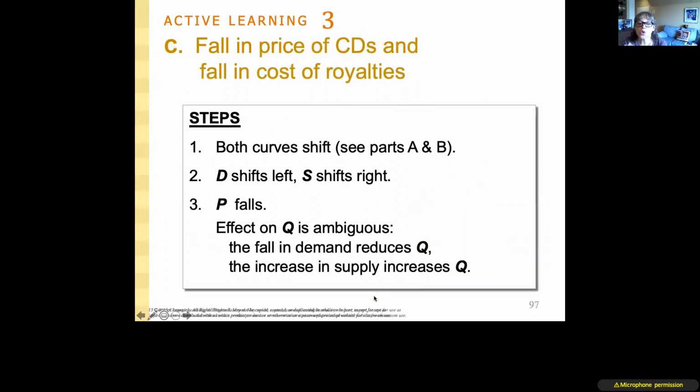What if both curves shift? So the demand curve shifts because we found that the price of CDs fell. So that means the demand for music downloads went down. And the fall in the cost of royalties meant that the supply curve shifted right. Well, this gets back to the notion that if they both shift about the same, you may have an ambiguous effect.